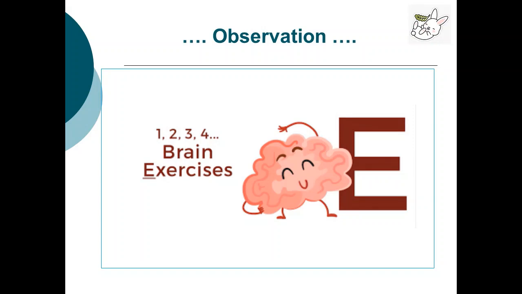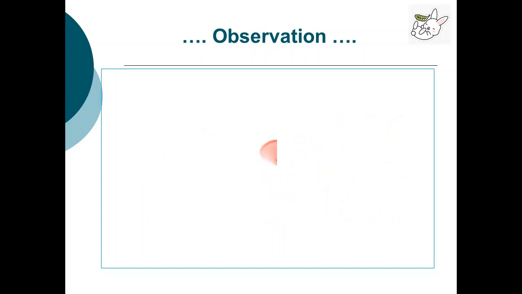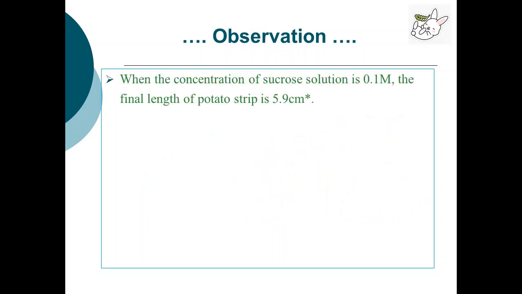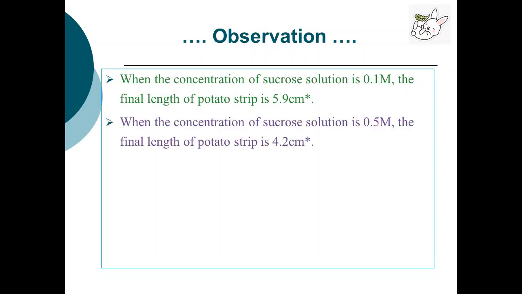Now we look at the answer. When the concentration of sucrose solution is 0.1 M, the final length of potato strip is 5.9 cm. Do you have similar answer as mine? Now we look at the second answer. When the concentration of sucrose solution is 0.5 M, the final length of potato strip is 4.2 cm. Can get the idea how to write the observation?